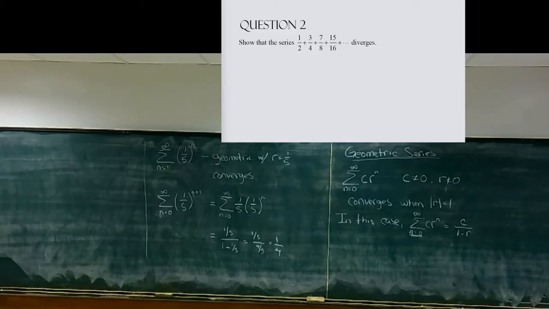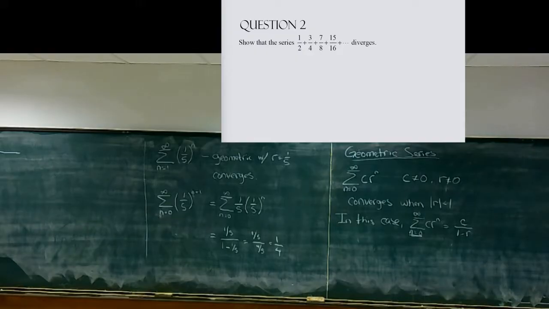We're being asked to show that this series diverges. Well, let's try the divergence test first, which means we're going to need to write this in general form. So we're going to need the nth term. Write it in summation notation.